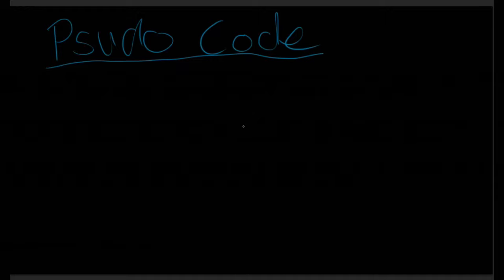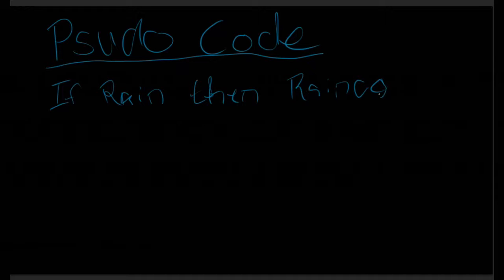And in pseudocode, we can do it two ways. We can say if, and we're just going to abbreviate a lot of this. So if it is, we're not going to say it is, but let's say if rain, then raincoat, or else, normal.